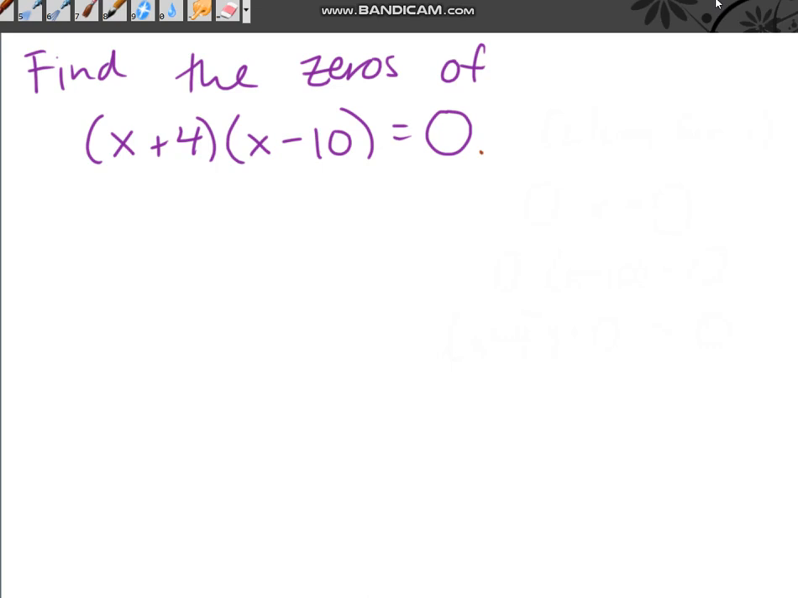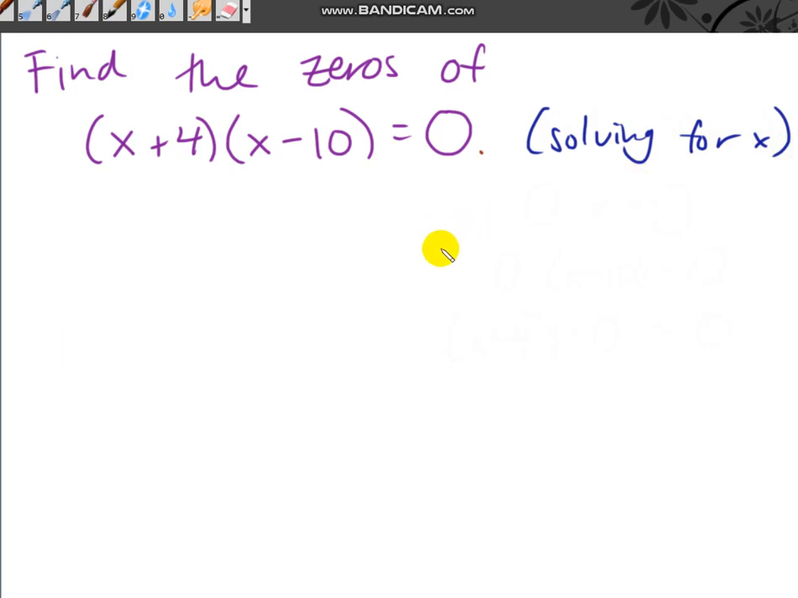So let's say the prompt says find the zeros of (x + 4)(x - 10) = 0. Zeros are basically your x-intercepts of a function. In other words, what we're doing here is we are just solving for x. So all we're doing is solving for x.